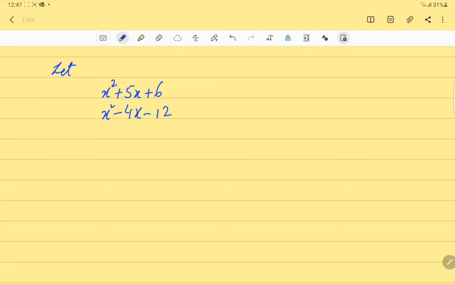We assume that the first expression is equal to px and the second one is equal to qx. Now we will factorize both the expressions one by one. Let's go with the first one first.